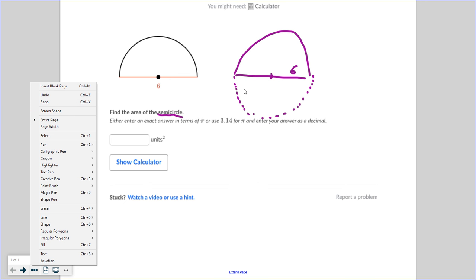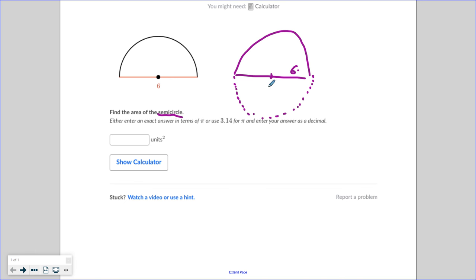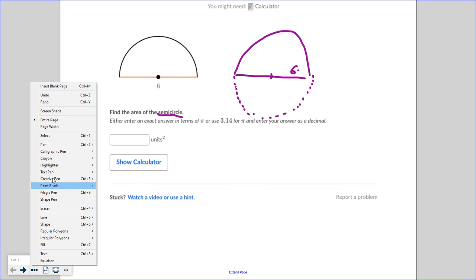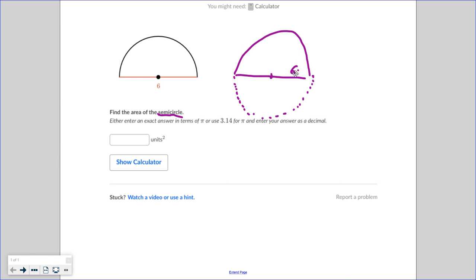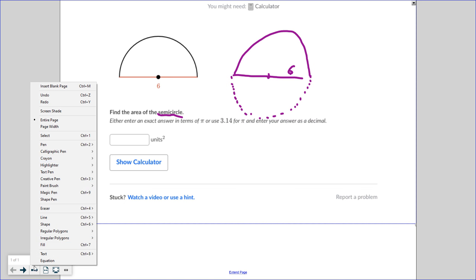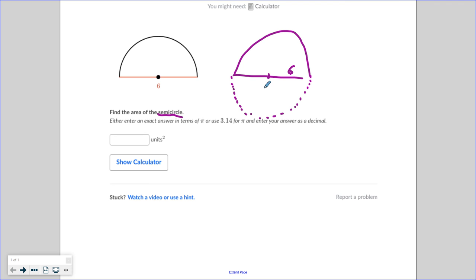I should have probably had the 6 more along. Wow, it's moving the whole thing. All right. Basically what I'm trying to say is the 6 should have really been more like here, okay? Which is showing that this is the distance all the way across. So essentially, this is a full circle, right?